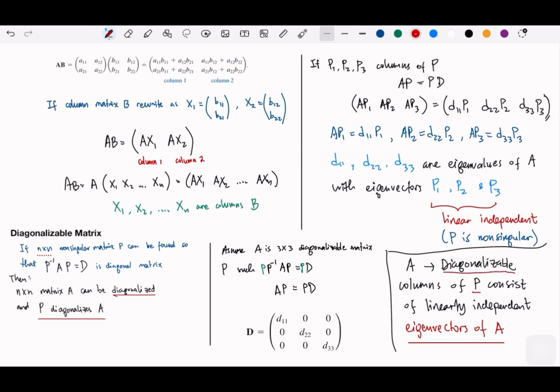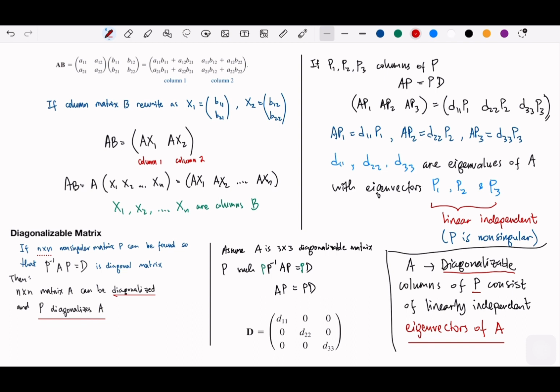Basically, the matrix P will be our eigenvectors. So we find the eigenvalues, we find the eigenvectors, and if we want to find the diagonal matrix, then we arrange P so that it consists of all the eigenvectors that we have found. Of course we need to make sure that this is linearly independent. But since this is our assumption that P is supposed to be non-singular, this should be linearly independent.